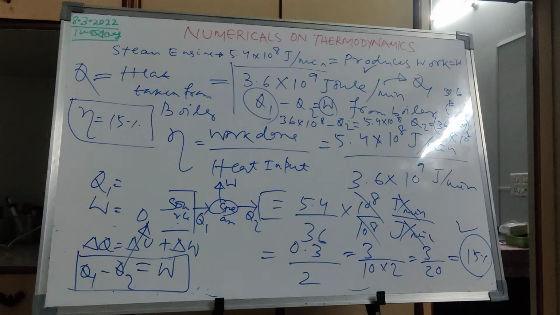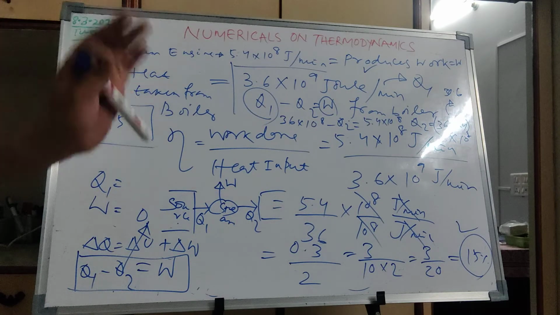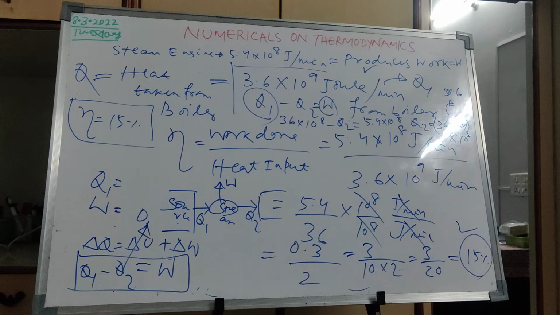So you forget about change in internal energy. Heat taken minus heat rejected is equal to work done. That's all. Here you can see that the steam engine is a very, very inefficient engine, just 15%. That means so much heat you are wasting, such an inefficient engine.